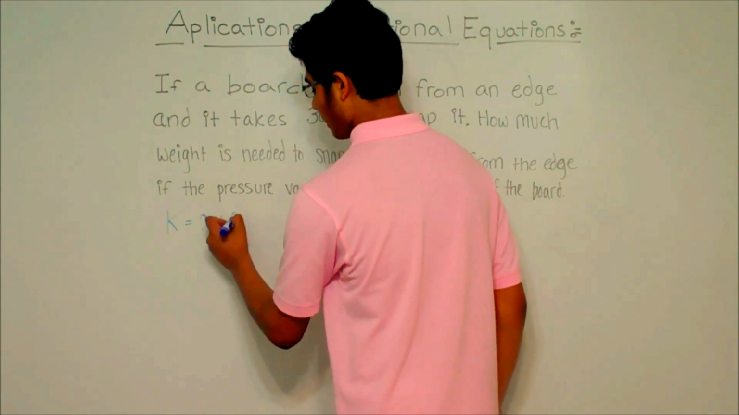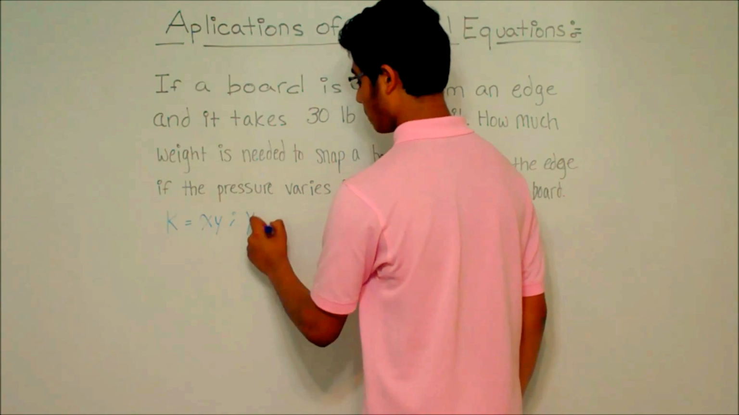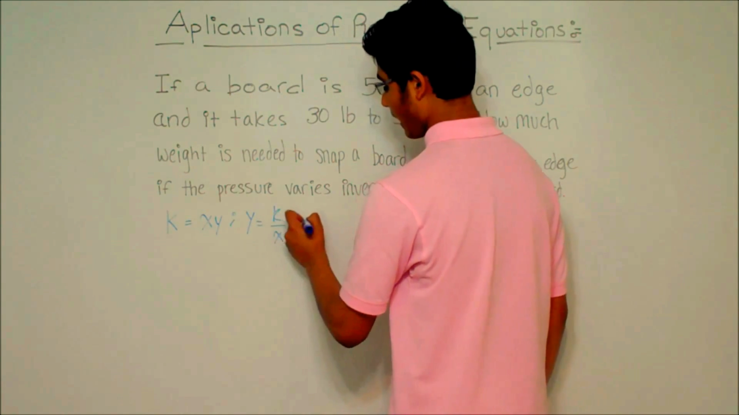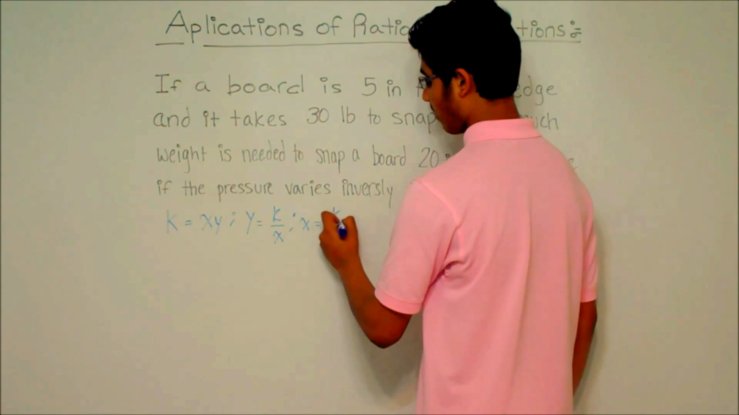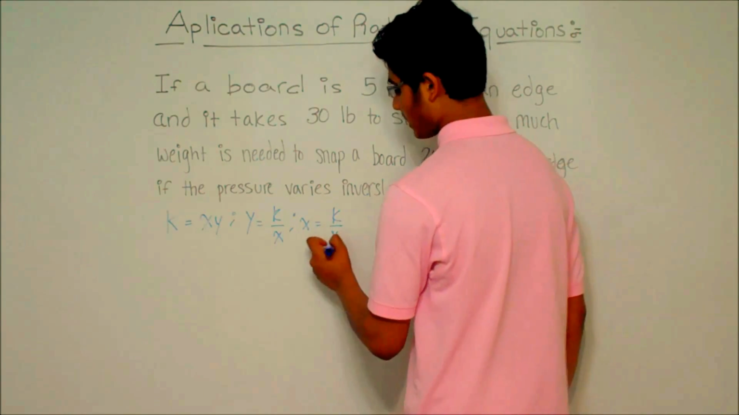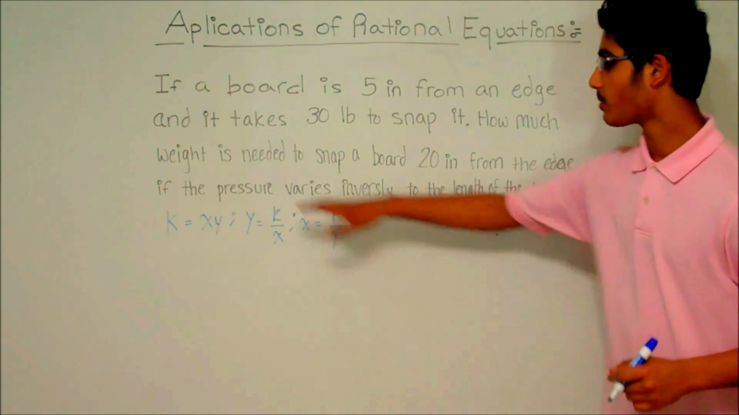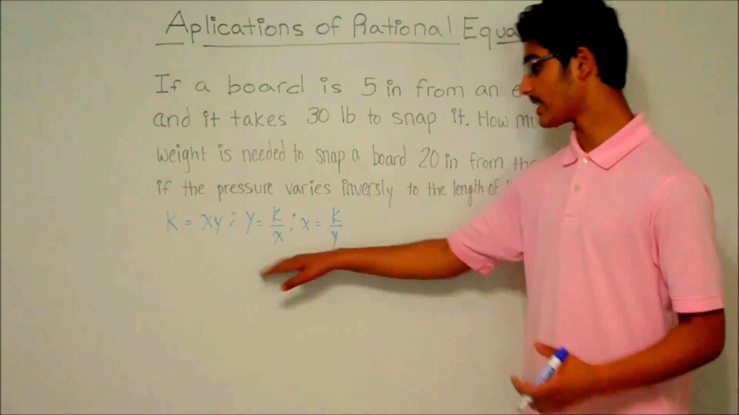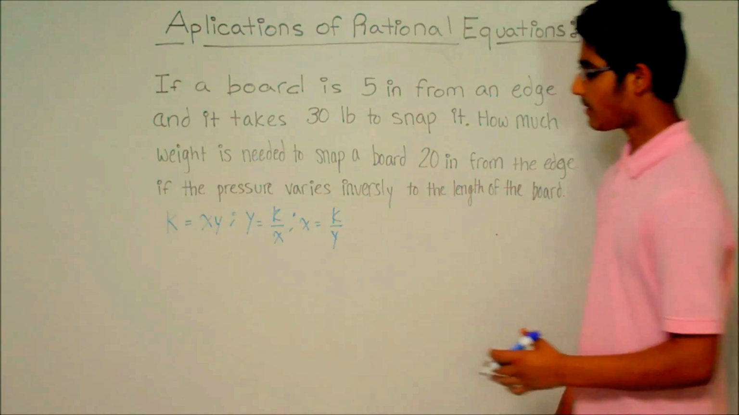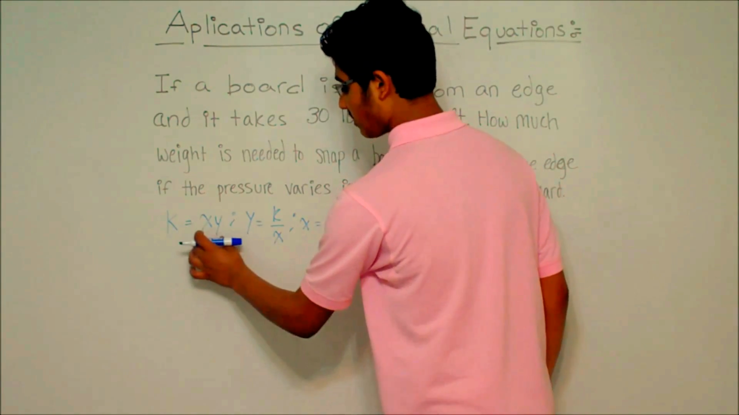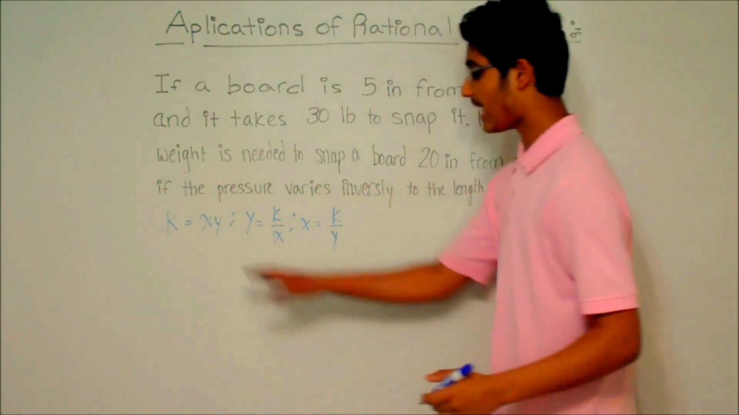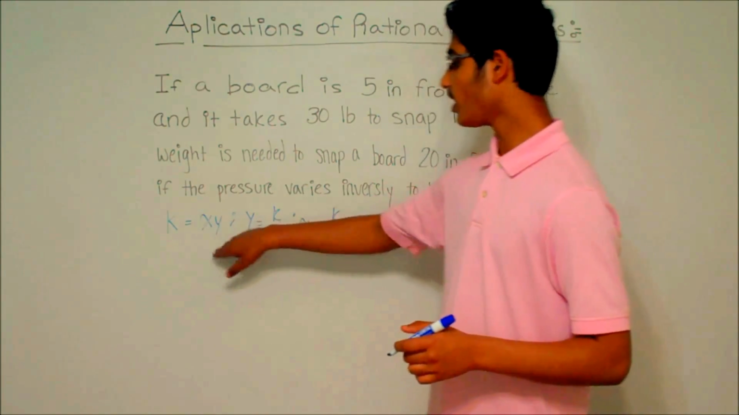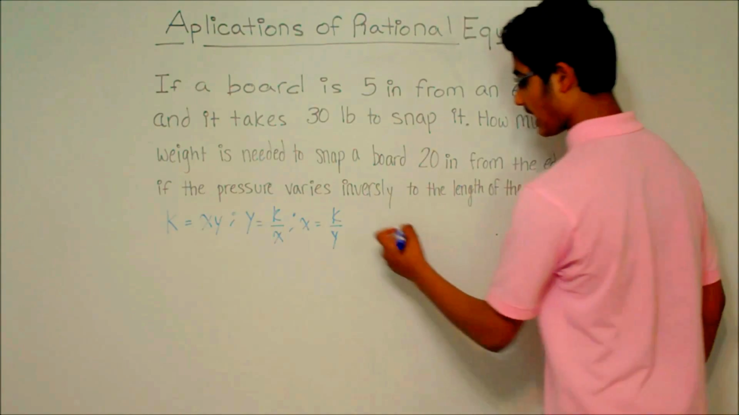So this means that y is equal to k over x, or x is equal to k over y. As we can see, it doesn't really matter whether pressure is y or the length is y, or with x, the same thing, because k is equal to xy. So that means that one of these variables, whichever one you choose it to be, is equal to k over the other one. So now let's take a look at this problem.